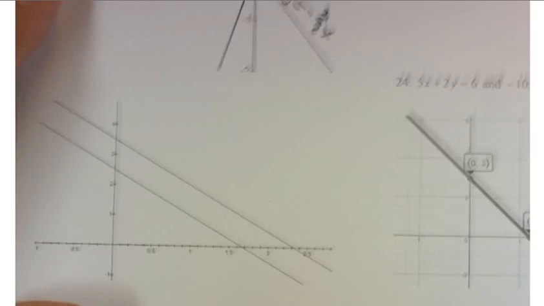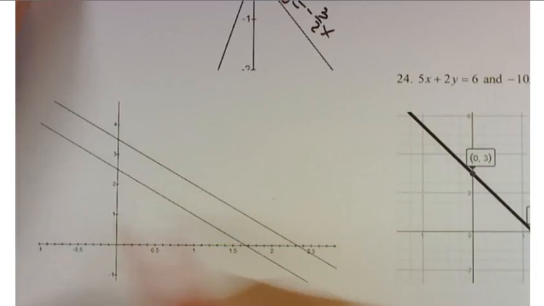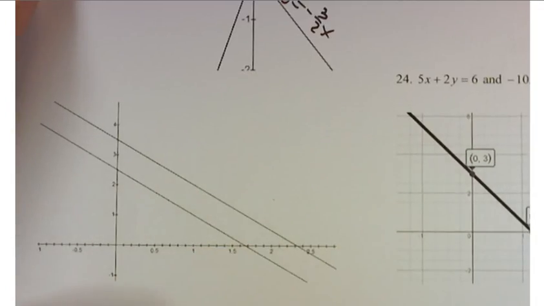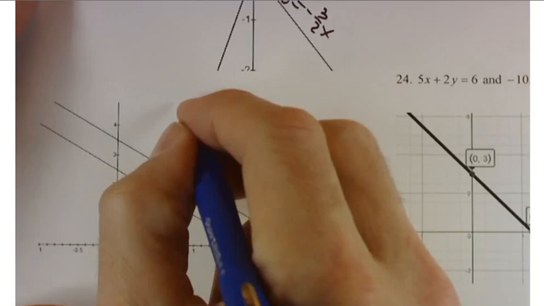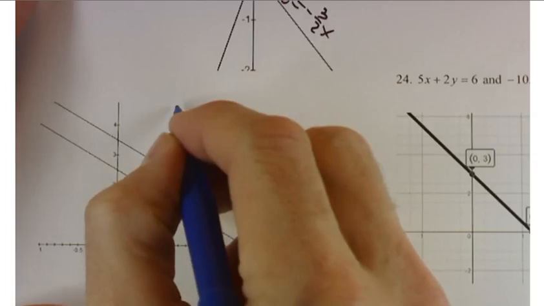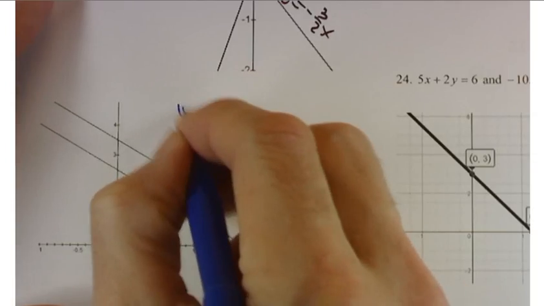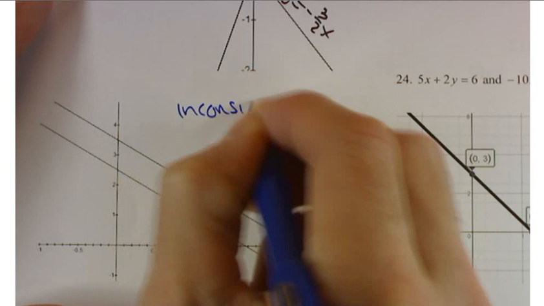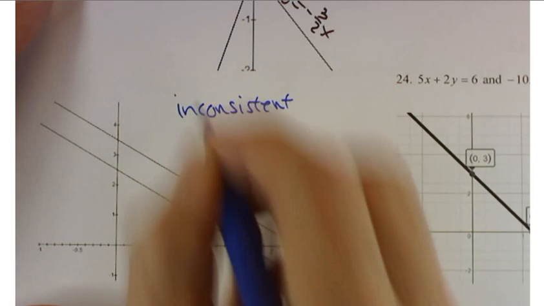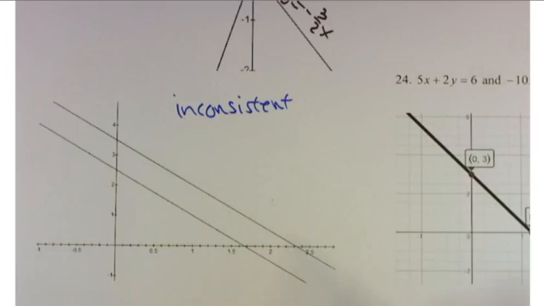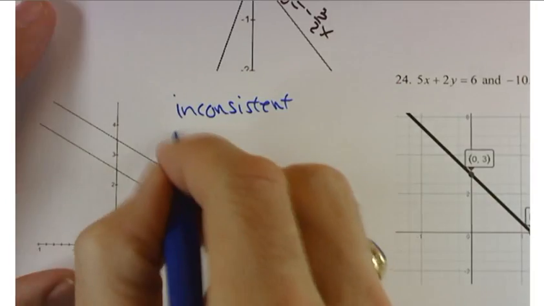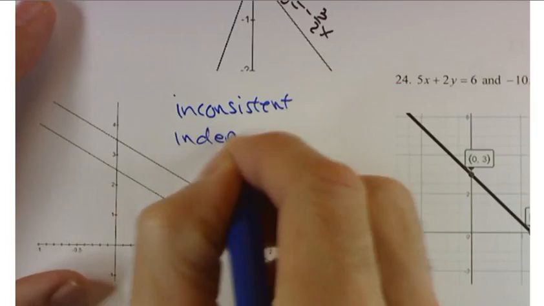So, is this consistent here? Lauren, if you're not consistent, what would you be? Inconsistent. Thank you. So it's inconsistent. Are these two lines different? Yeah. So it's inconsistent, independent.